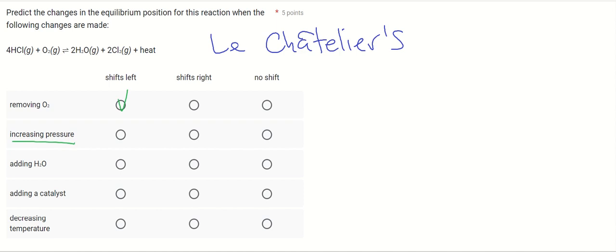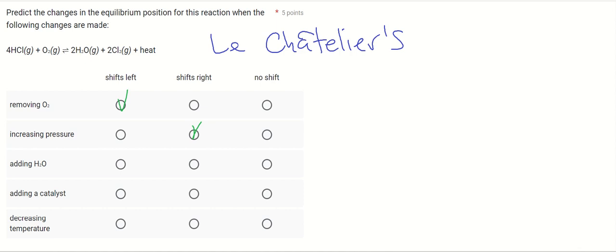Increasing pressure. Pressure is caused by the collisions of gas particles with the container. So if we increase the pressure, the system will try to decrease that pressure, and so that's going to favor the side that has fewer gas particles. Over here on the reactant side, we have a total of 5 gas particles, the 4 plus the 1 is 5. And on the product side, we have a total of 4, 2 plus 2 is 4. So if we increase the pressure, it's going to favor the side that has fewer gas particles. It's going to shift to the right. Now if we had decreased the pressure, it would shift to the left.